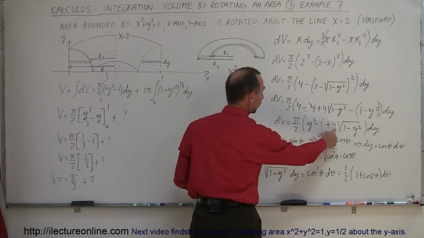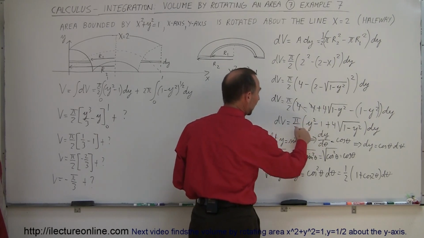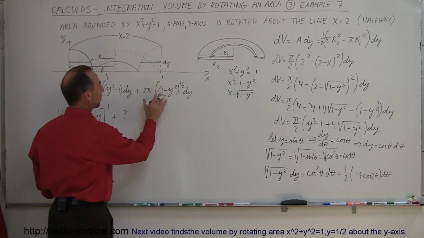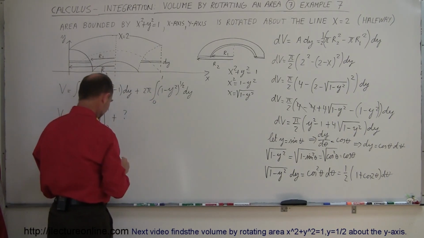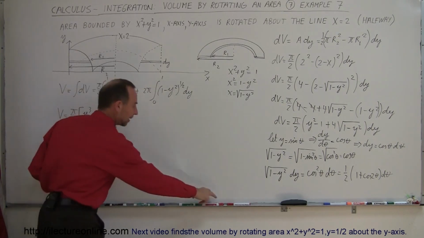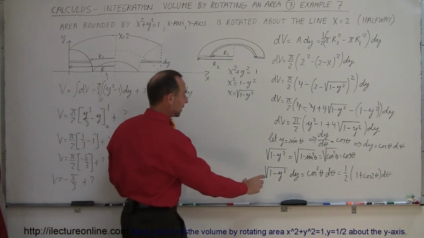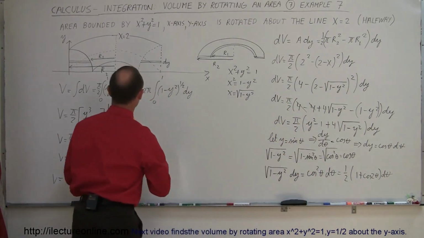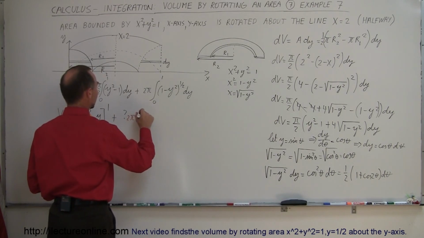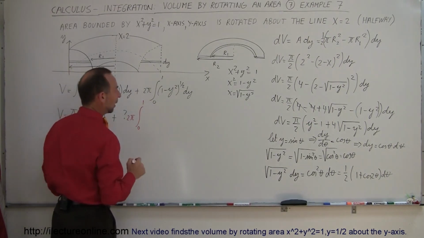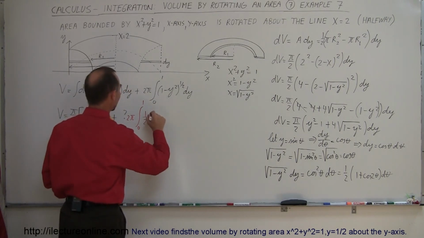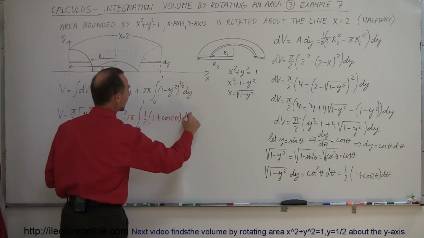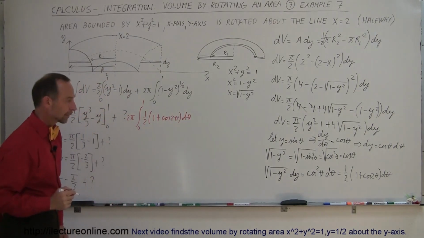Don't forget you still have the 4 and you still have the pi over 2, so that gives me 2 pi times 1/2. So now let's go back over here. So instead of writing 2 pi times this, I'm going to write plus, and let me use a different color so you can see how that's related. Instead of writing this times this, which is what I have over here, I'm going to write this instead. So that is equal to 2 pi times the integral from 0 to 1 of 1/2 times the quantity 1 plus the cosine of 2 theta d theta. I think I got that right.